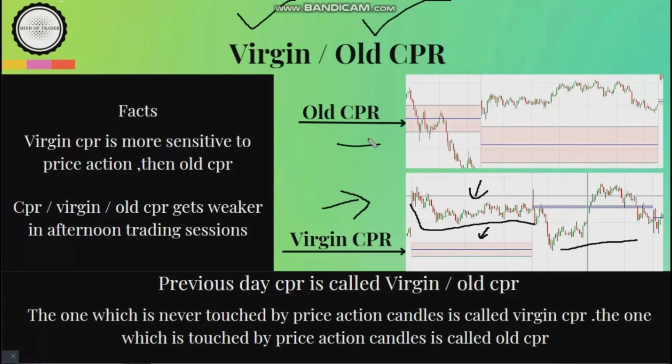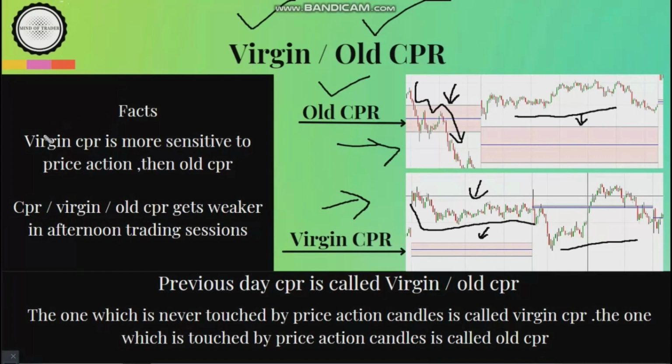And similarly, old CPR is when the previous day CPR, for example, we are here in this day, this is the previous day CPR, when it is touched by the price action candle, it is called old CPR. And here the definition goes: previous day CPR is called virgin or old CPR. The previous day CPR which is never touched by the price action candle is called virgin CPR, and the previous day CPR which is touched by price action candle is called old CPR.